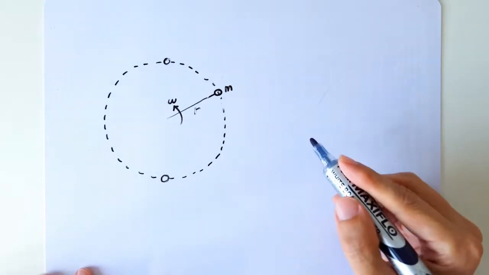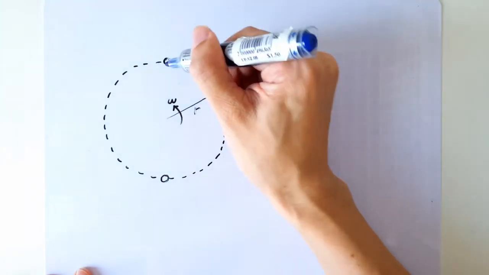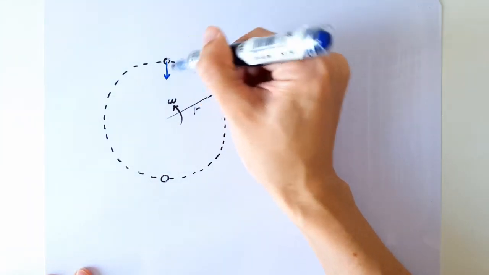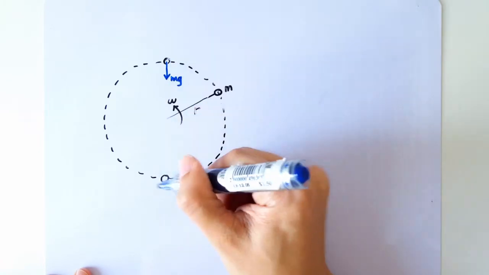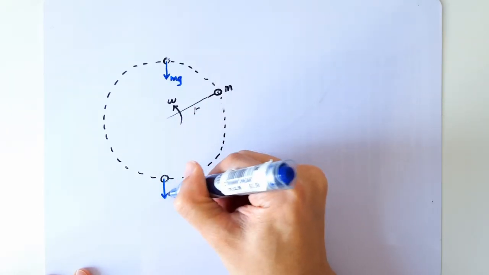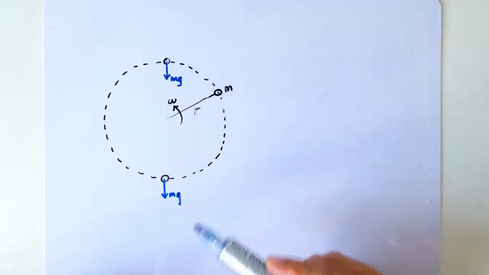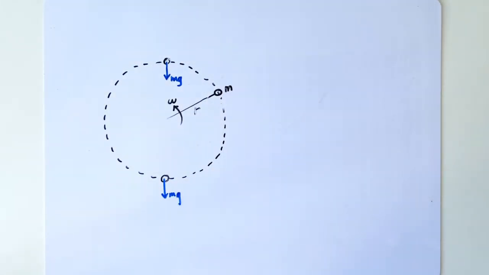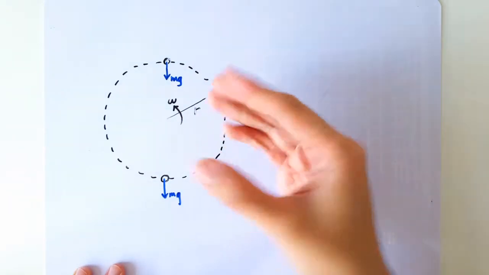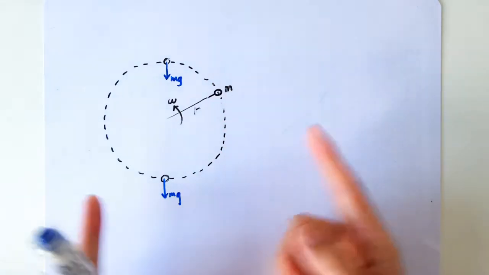Okay, so what are the forces involved for this circular motion? Of course, there's the weight of the stone pulling it downward, and the weight is the same whether you are at the top or the bottom position. It's still the same pull by the earth. Of course, it's tied to the string, and the string is stretched, so the string will be pulling inwards.